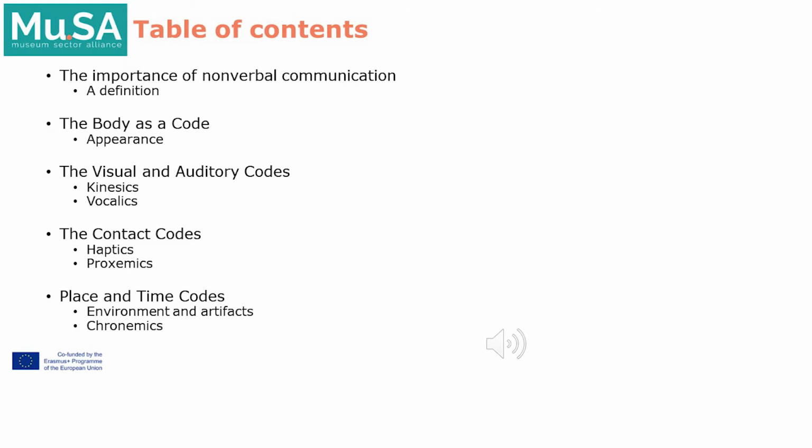The importance of nonverbal communication, a definition. The body as a code: appearance. The visual and auditory codes: kinesics, vocalics. The contact codes: haptics, proxemics. Place and time codes: environment and artifacts, chronemics.